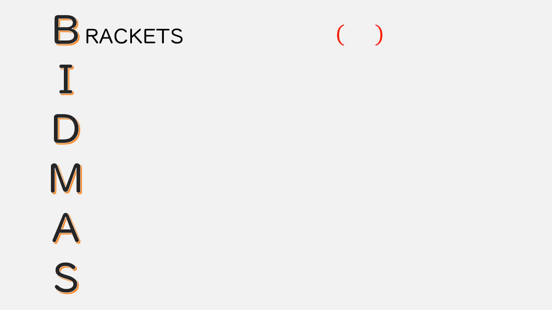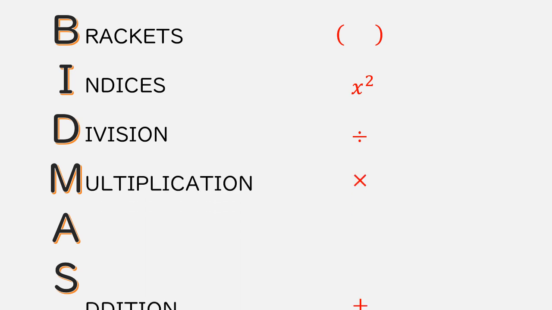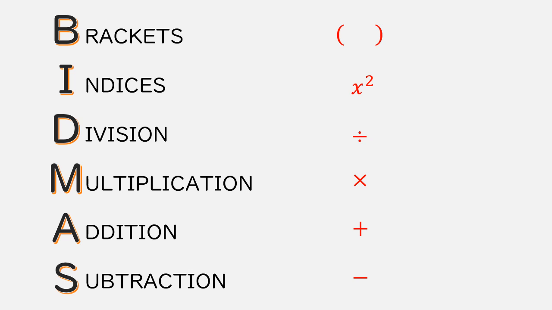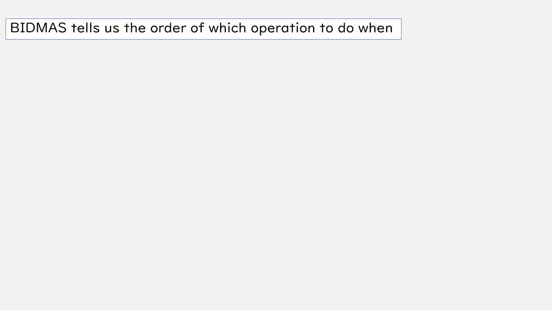Okay, so you should have got brackets, indices, or order if you use Bodmas. Division, multiplication, addition, and finally subtraction. So what actually is Bidmas? Well, it just tells us the order of which operation to do when. So it tells us when to do brackets, when to do timesing, and so on.